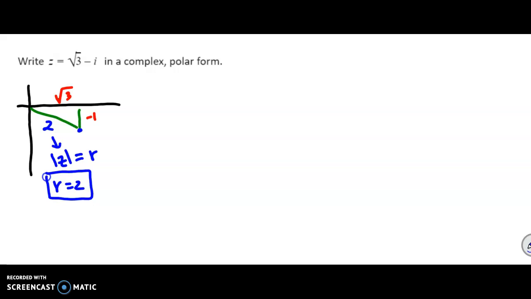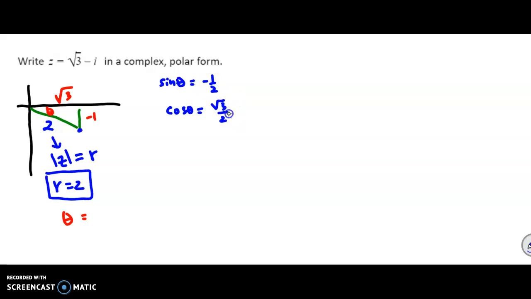Okay. Now, we also need theta, right? We're going to have to figure out what theta is right here, okay? Now, I chose this example on purpose because, take a look. If I do, let's say, sine of theta, sine of theta is opposite over hypotenuse. That's negative 1/2. If I do cosine of theta, that's adjacent over hypotenuse. That's root 3 over 2, right?